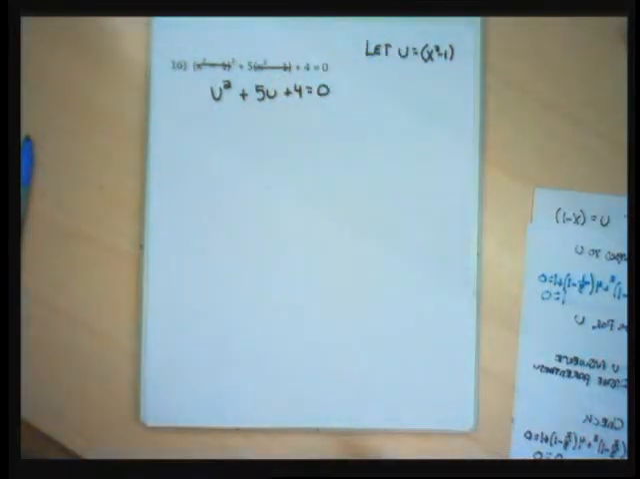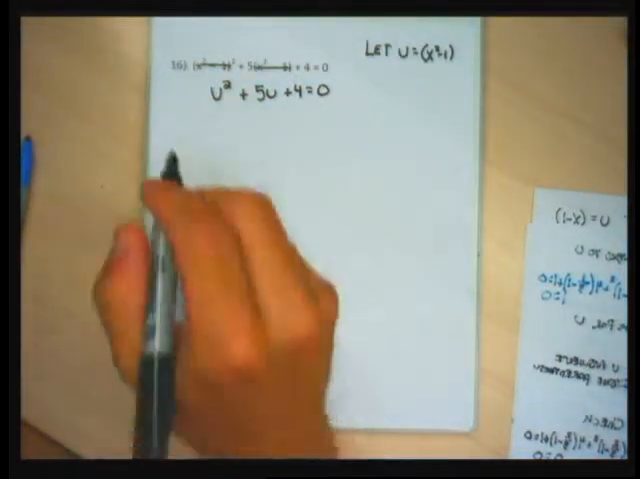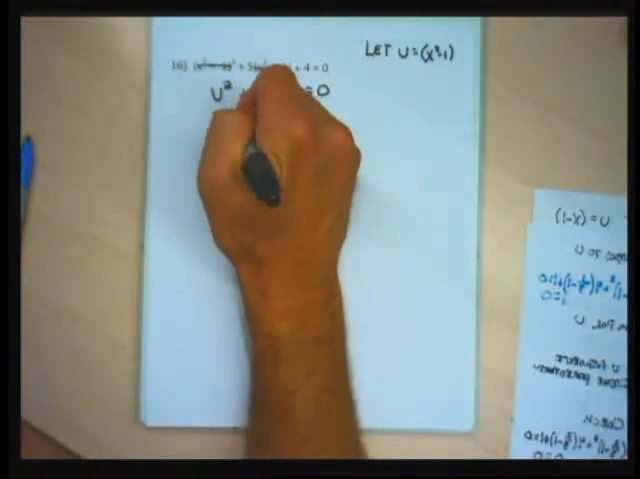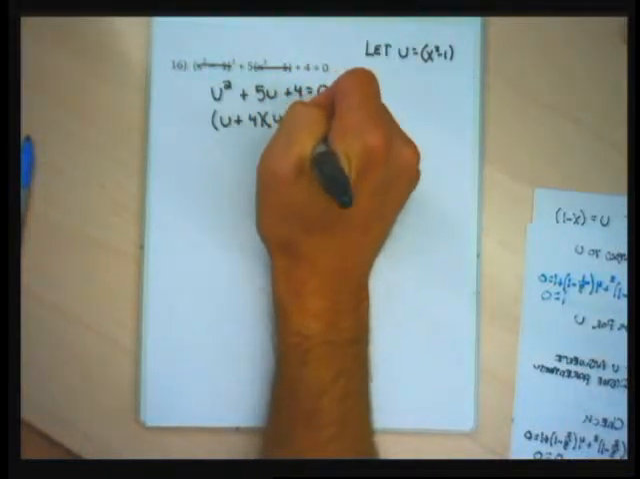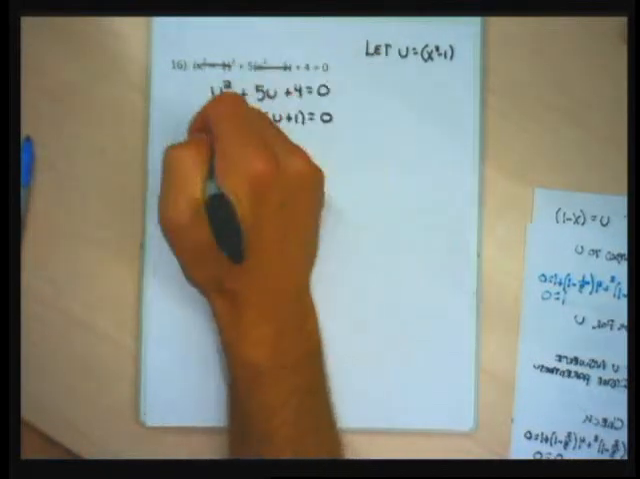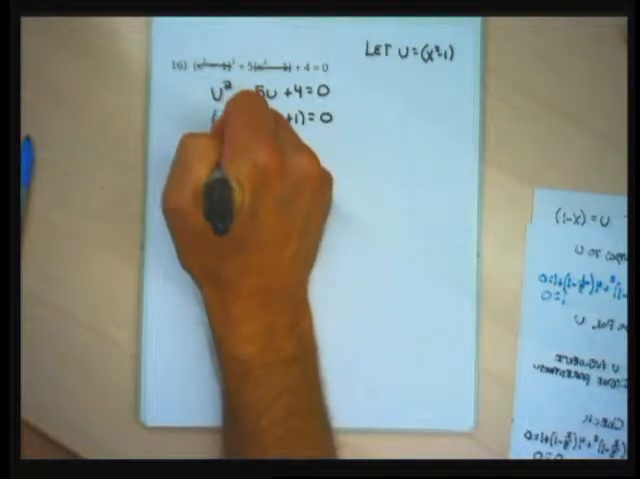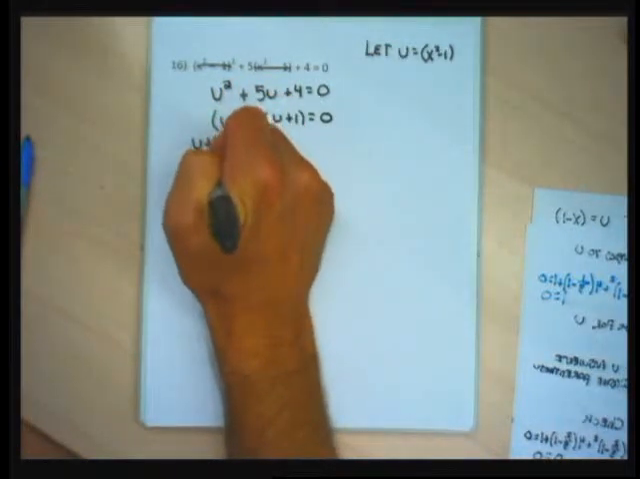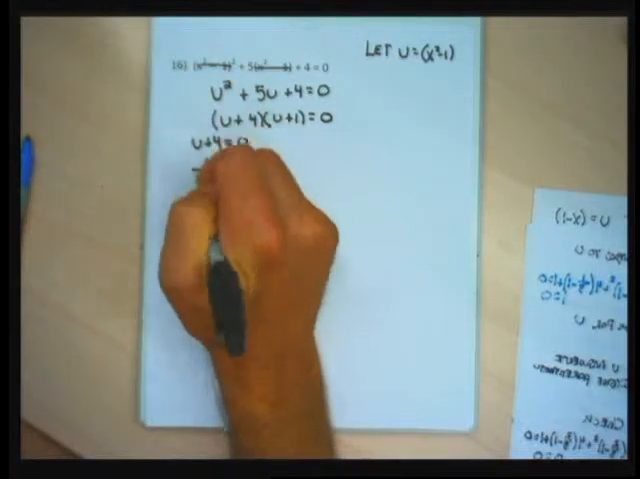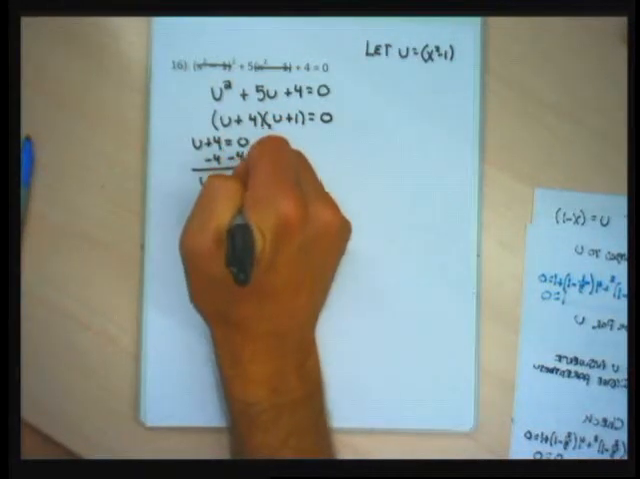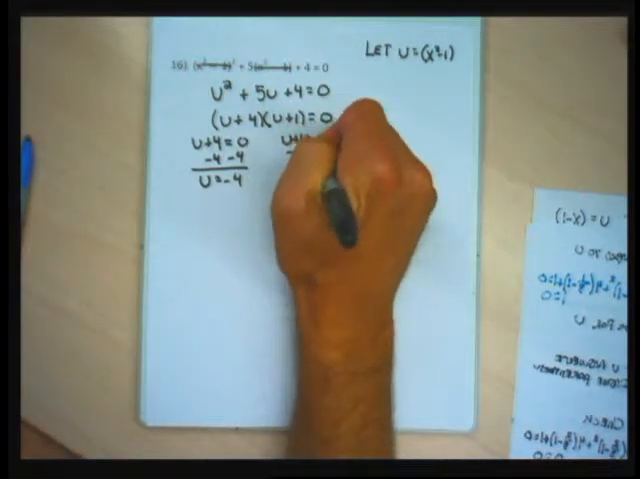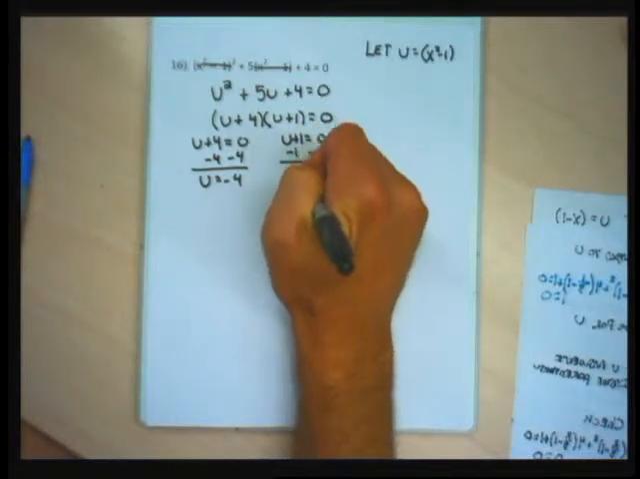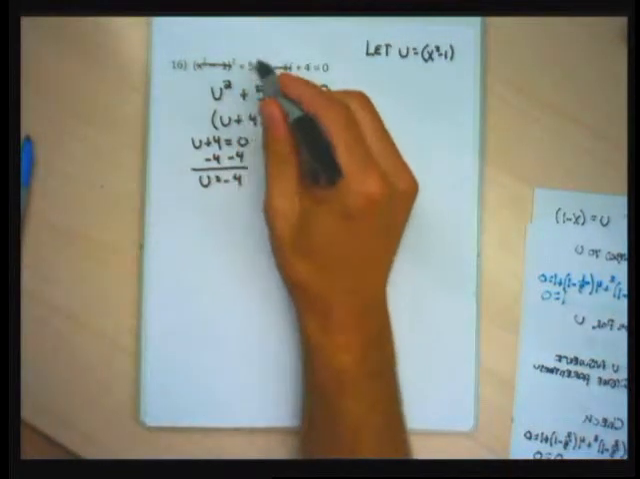So I get u squared plus 5u plus 4 equal to 0. That's a baby problem in terms of factoring, so I'm going to solve it by factoring. I'm going to go (u plus 4) times (u plus 1) equals 0. And then I do u plus 4 equal to 0, and minus 4 from both sides and get u equal to minus 4. And then I do u plus 1 equal to 0, and I minus 1 from both sides and get u equal to minus 1. So I replace the parentheses with a u.